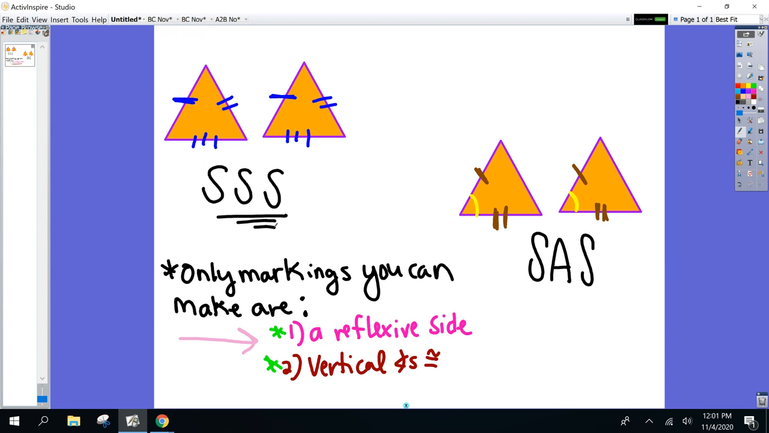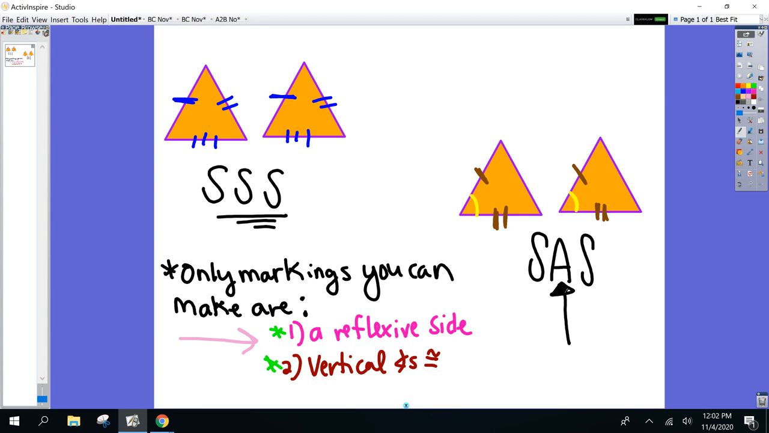The second one was a little bit more challenging, SAS, side, angle, side. If you're going to use side, angle, side, the angle needs to be in between the two sides. So if you look at my diagram, my yellow arcs there are in between the two sides, which they need to be to use side, angle, side.